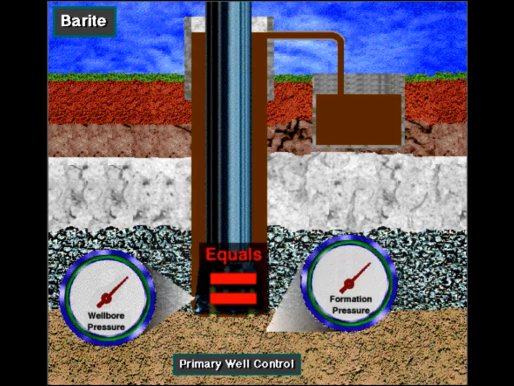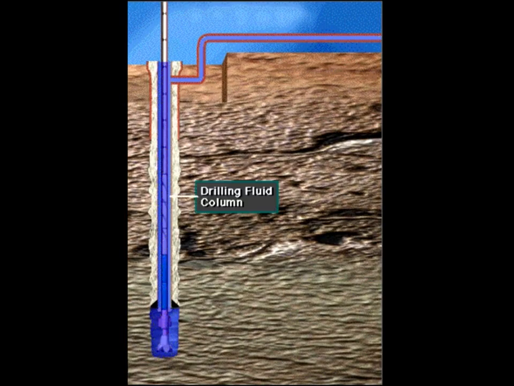Weighted mud controls formation pressure. This is called primary well control. Primary well control is using the density or weight of the drilling fluid to provide sufficient pressure to prevent the influx of formation fluid into the wellbore.